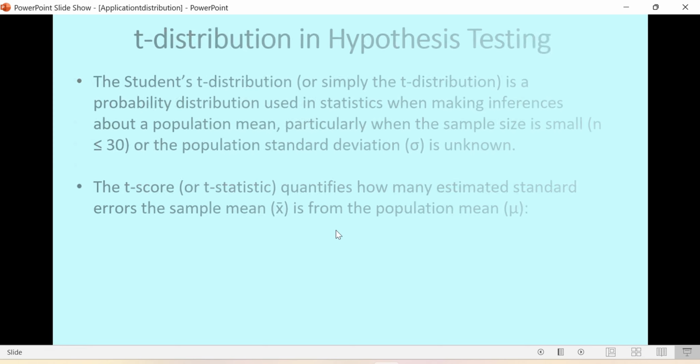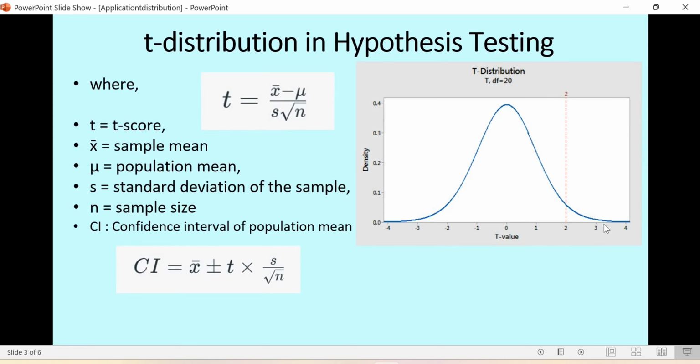For example, if we look at this figure, this is the t-distribution's density curve, and it is very close to normal, but depends on the degrees of freedom. If the t-distribution has very high degrees of freedom, then it will be very close to the standard normal distribution. And usually the t-distribution has a thicker tail than the normal distribution.